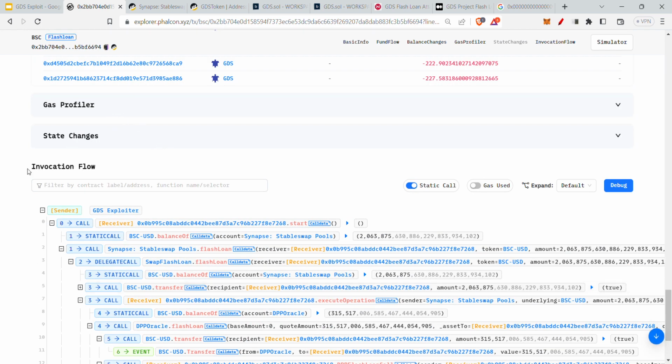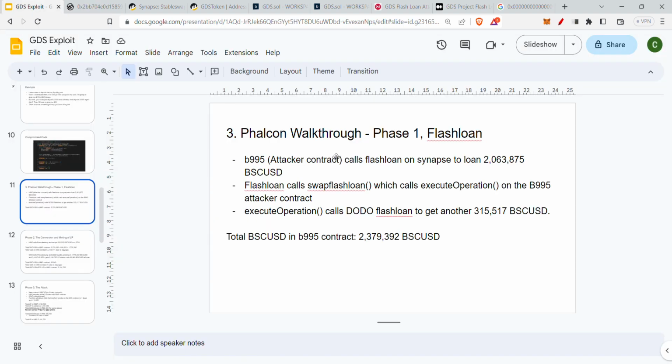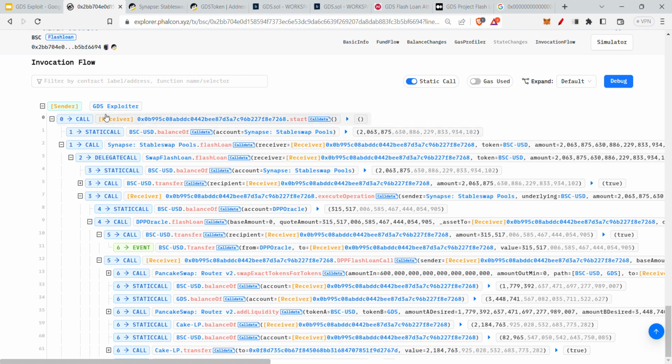And then what we really want to look at is the invocation flow. So let's start with phase 1, the Flashloan. The GDS exploiter calls this 0x0B995C08 contract. And this contract has a function called start. Right? So this is the attacking contract, and this attacking contract calls start.